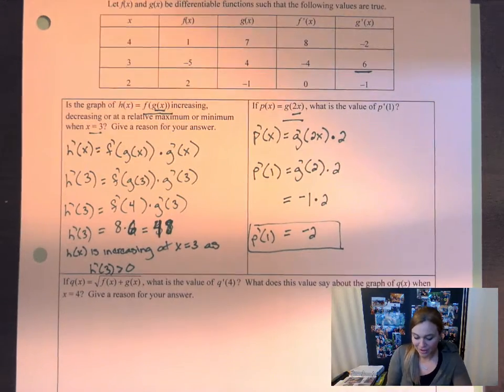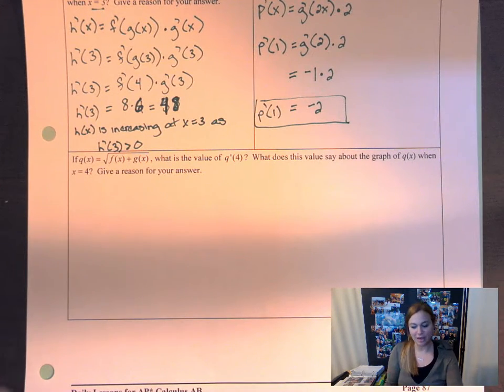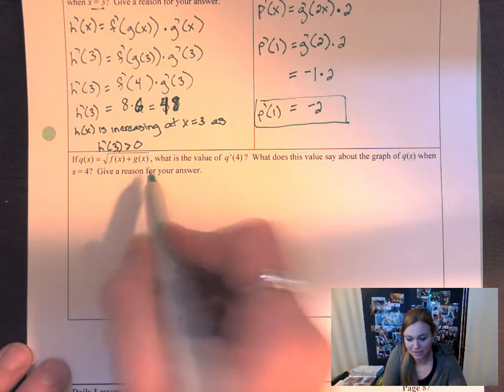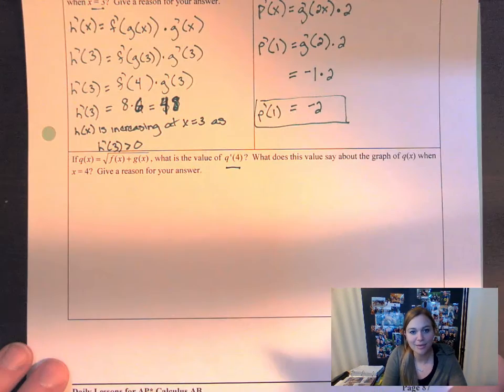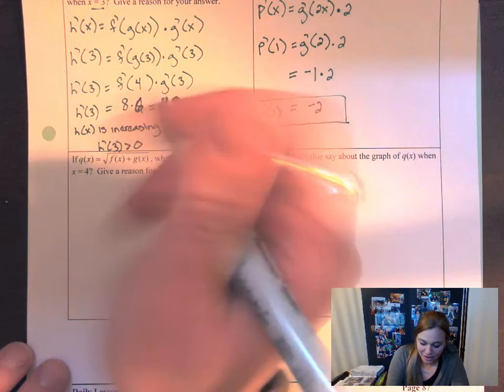I don't know. Then I have another problem. It's the last one. Well, there's going to be one more that I'm going to give you just so you can think about it. But if q of x is equal to the square root of f of x plus g of x, what is q prime of 4? That means I get to find the derivative. And then I'll answer the rest of this question in a second.